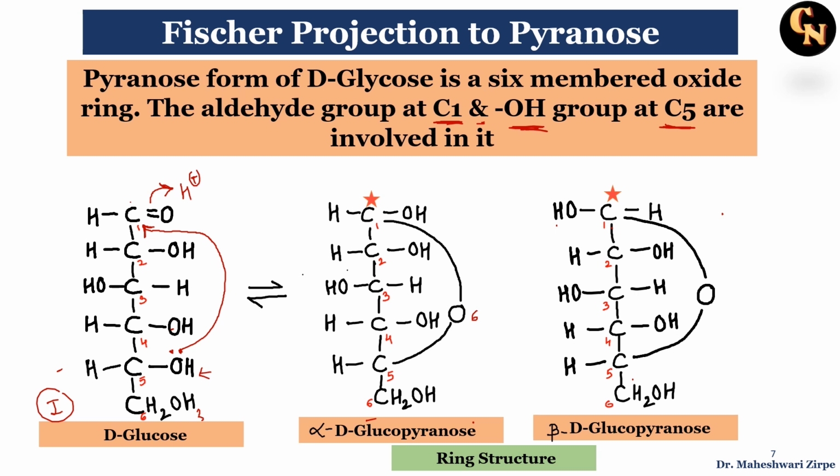Such carbons are known as anomeric carbons. They are known as anomeric carbons.